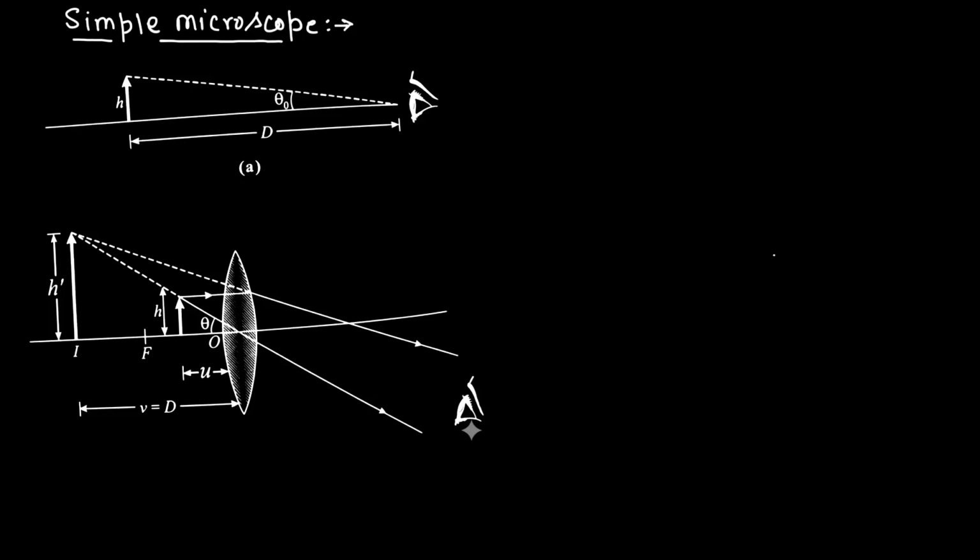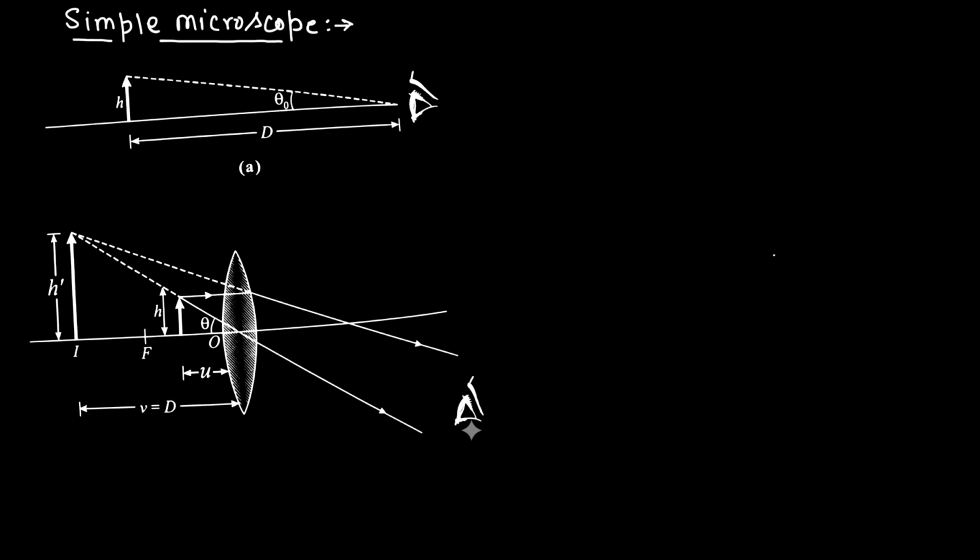In a simple microscope, we use a single convex lens. We also say this is a magnifying glass. In this case, the object is placed over here and the image is forming on the same side of the object at a distance d from the object, and that distance d is 25 centimeters. It's the most clear vision distance for the human eye.